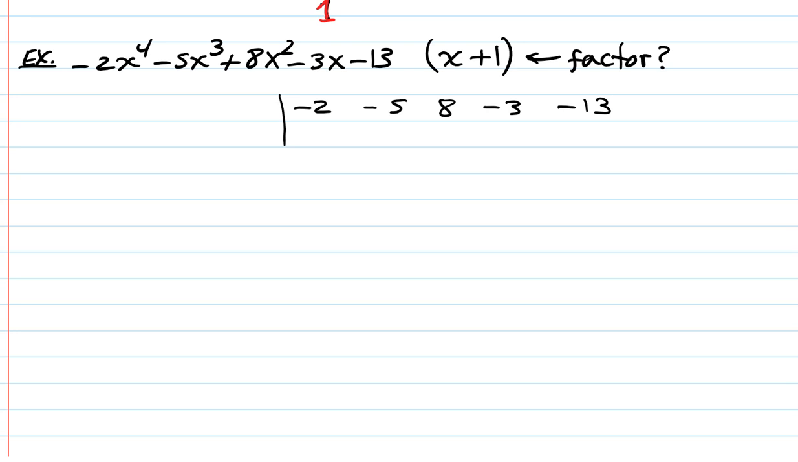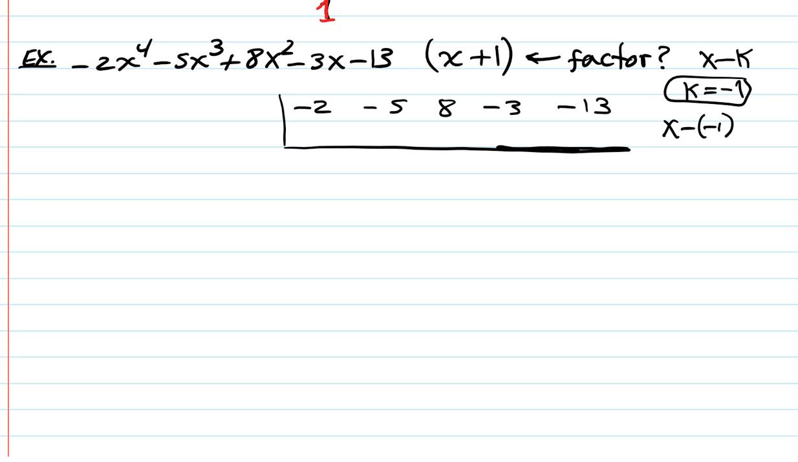Remember, we list all the coefficients. If a term is missing, you put 0 as a placeholder for that position. Now, the form is x minus k. So in this example, k is negative 1 because I have x minus negative 1. That's how you get x plus 1. So I'm going to put negative 1 here. Bring down negative 2 and proceed with synthetic division.